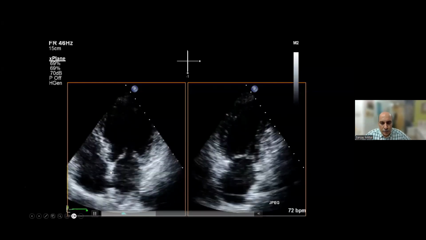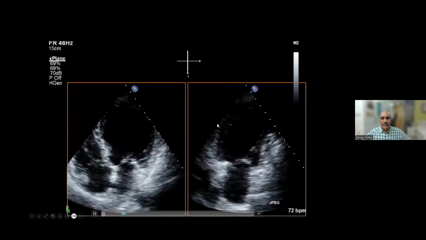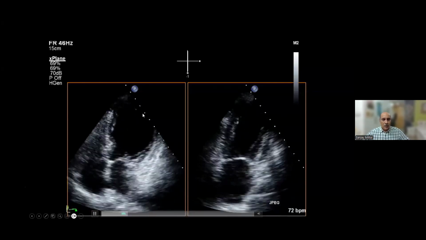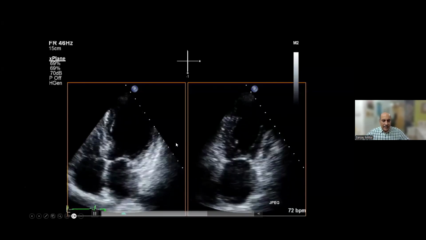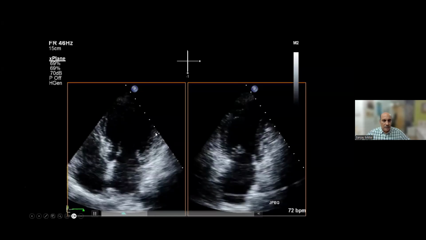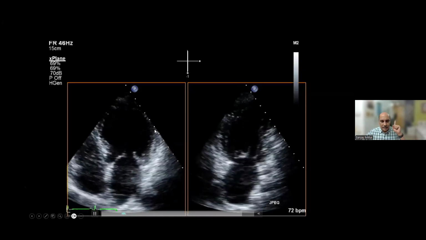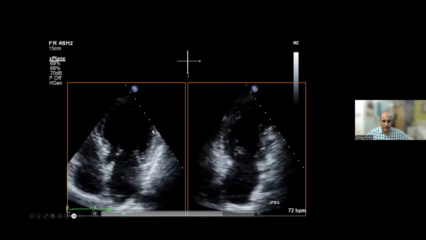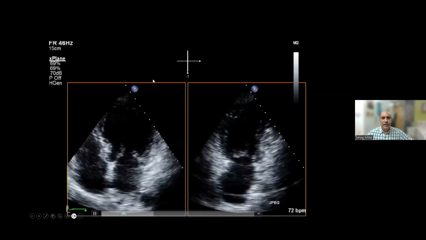So the LAD segments seem to be okay, and the right coronary artery territory is okay. So what is important is only the lateral wall and the posterior wall, which means the circumflex. And because the lateral is involved, it means proximal circumflex artery is infarct related.